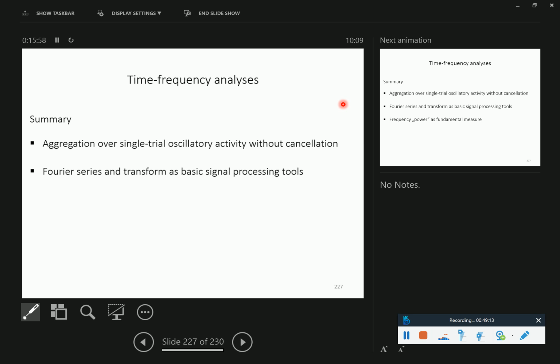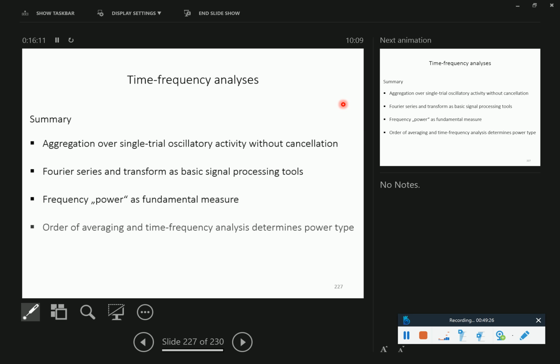And again, the invitation for the winter term. In cognitive neuroscience, mainly power is the fundamental measure that people use, where phase information is discarded and you just look at the amplitude. And then the specific power type that people talk about, evoked power, induced power, or total power, is not due to Fourier analysis actually, and it's also not due to experimental paradigm. It's just determined by the order in which you do averaging in the time or frequency domain. That's just how it is.